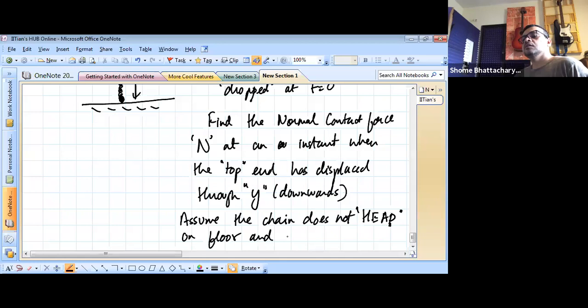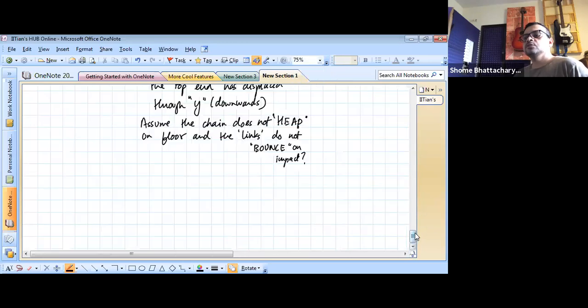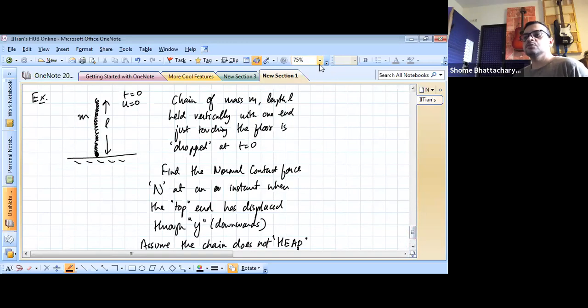And the links do not bounce on impact. That is, they make inelastic kind of impact. So by telling you that it's inelastic impact, I've actually given you part of the hint in the question.